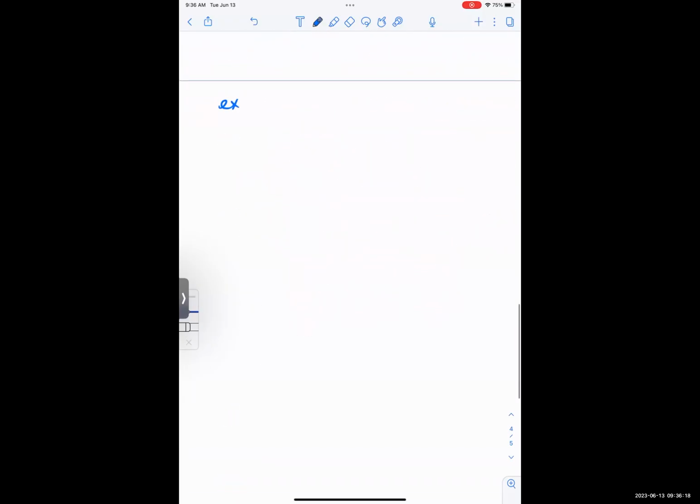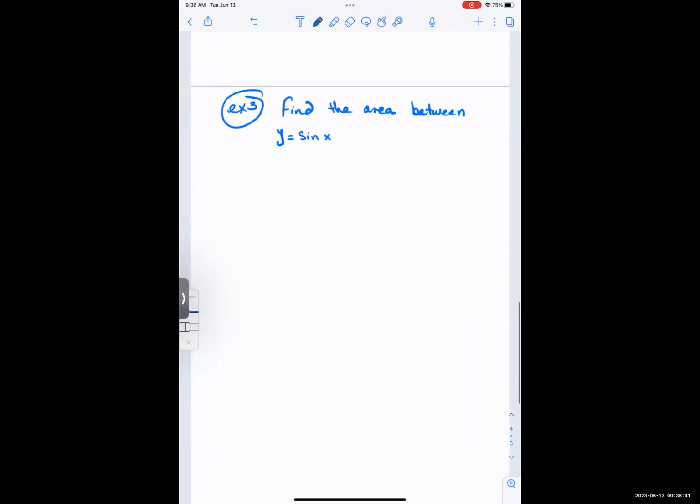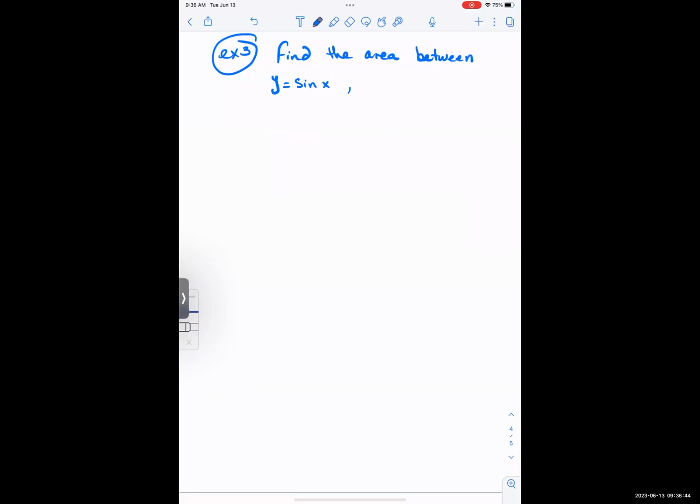Example 3. Find the area between y equal to sine x, y equal to cosine x, x equal to 0, x equal to pi over 2. Okay.